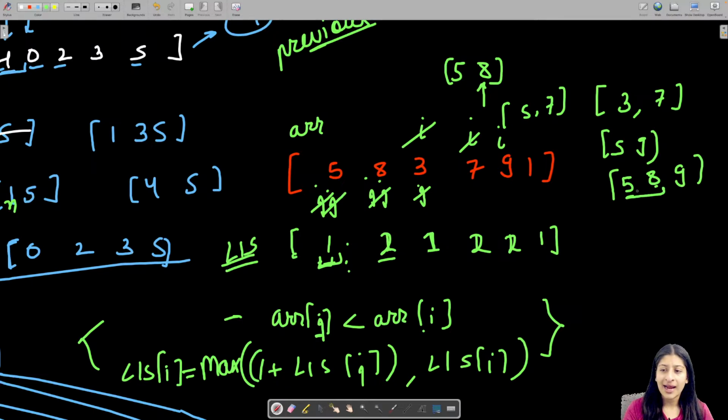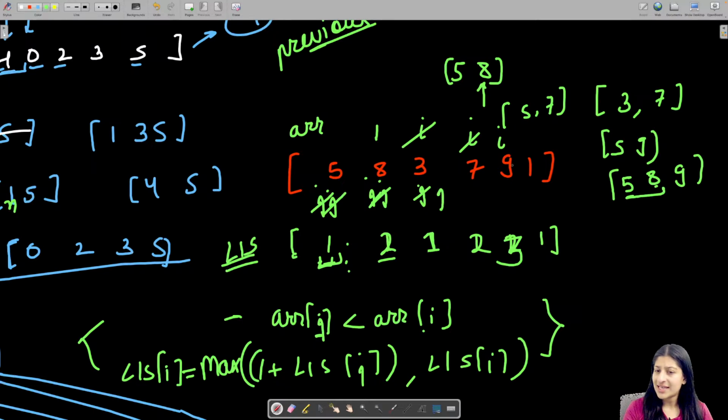So if I add 9 to it, I can definitely get an increasing subsequence, and the length of it will be the length I got till 8, right? That will be given to me by LIS of this index, and I add 1 to it and compare, is it greater than the current value? Yes. So this 2 will be replaced with 3. Move your J to the next index.